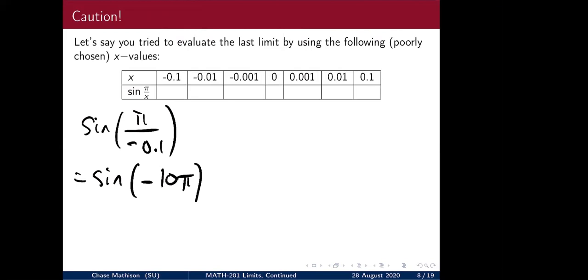In general, if you have sine of any integer times pi, 1 pi is a half rotation around the unit circle. And so sine of 1 pi is 0. Sine of 2 pi, you go the other half, is 0. Sine of 3 pi is 0. Sine of 4 pi is 0. Sine of 5 pi. So sine of any integer times pi is 0. Okay? This is 0.